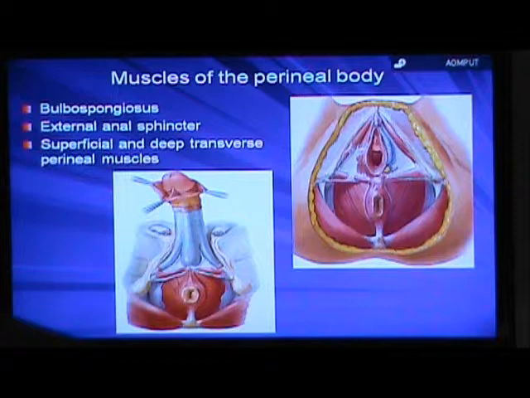So to the perineal body belong the bulbus spongiosus muscle, external anal sphincter, and the superficial and deep transverse perineal muscles.